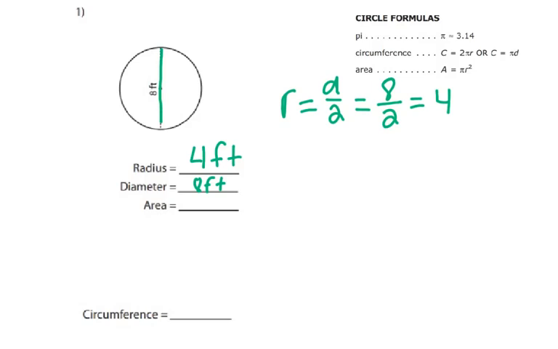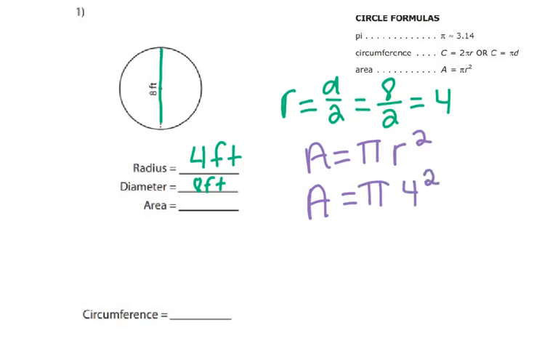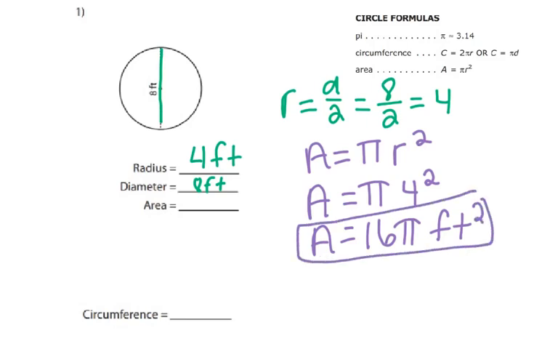And now in order to find the area, we have to use our formula. Area equals pi r squared, where r is the radius. So we're going to just plug in the r, which is 4. And for the assignment today, we're going to leave our answer in terms of pi. And what that means is we're just going to multiply the numbers and leave pi in our answer. So we'll do 4 squared is 16. So our final answer is 16 pi feet squared. And that is our area.